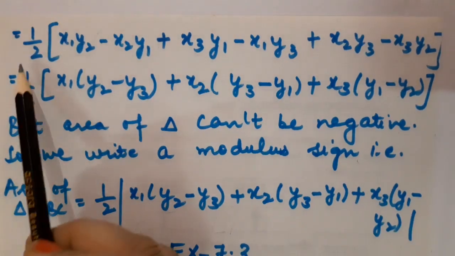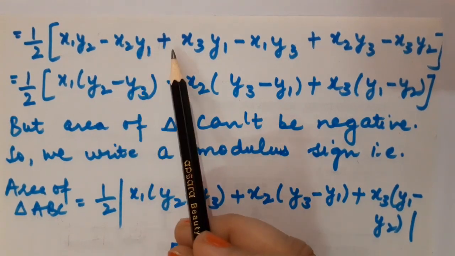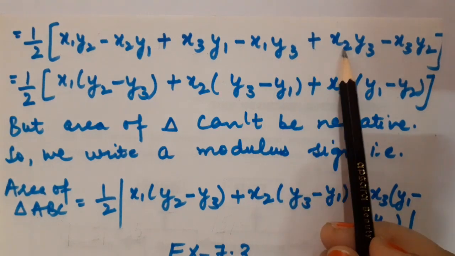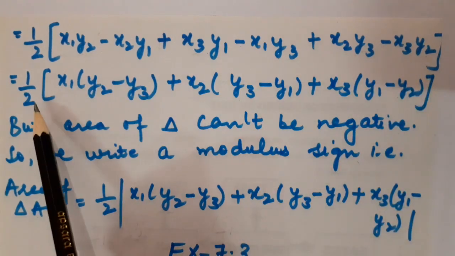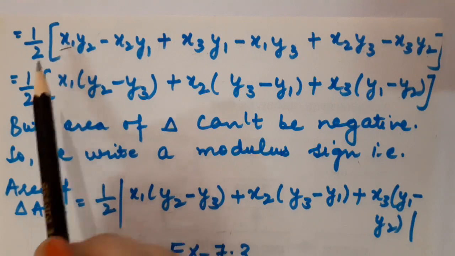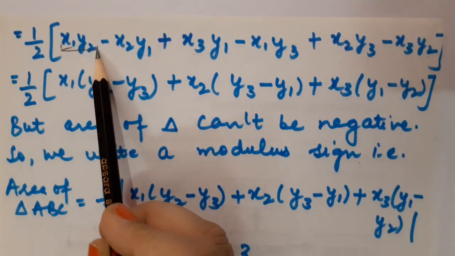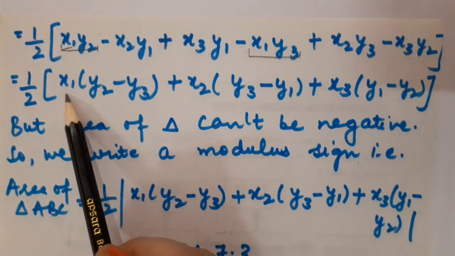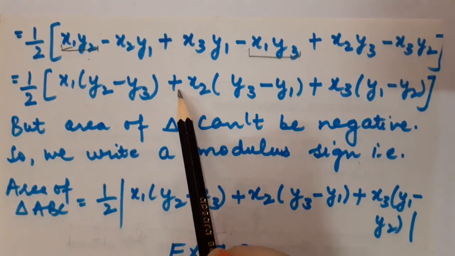Now children, we are left with half into x1 y2 minus x2 y1 plus x3 y1 minus x1 y3 plus x2 y3 minus x3 y2. Okay, fine. Now what I am going to do, children, I am going to take together those very terms in which x1 is present. Here you can see this is x1 y2, this is x1 y3. Let us take x1 as common. Half will remain outside, it would become y2 minus y3 plus.